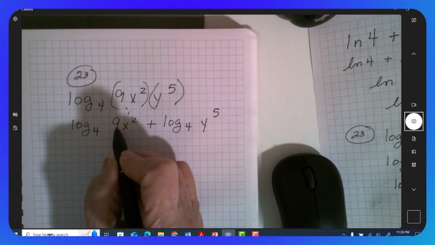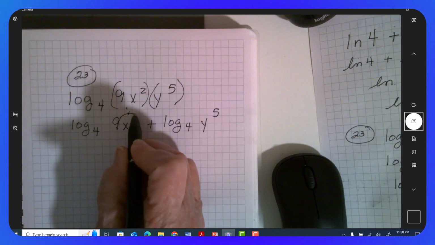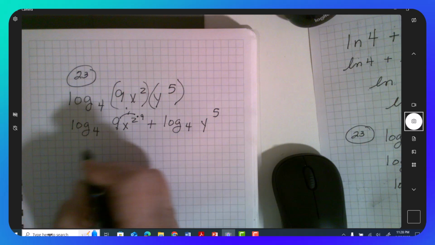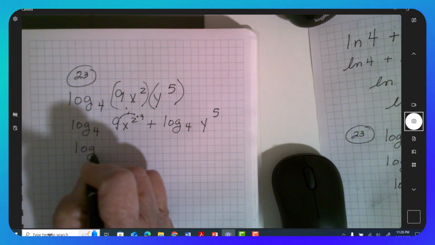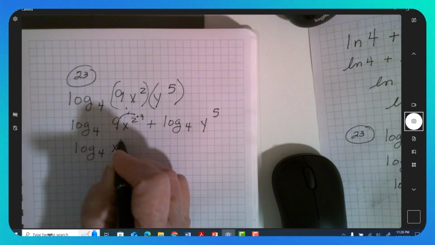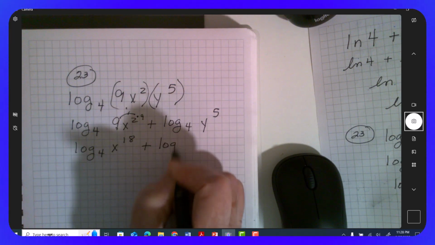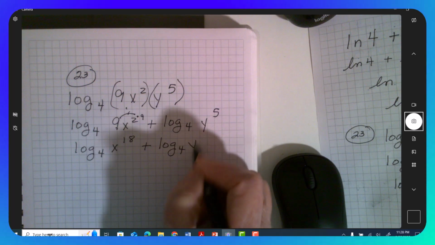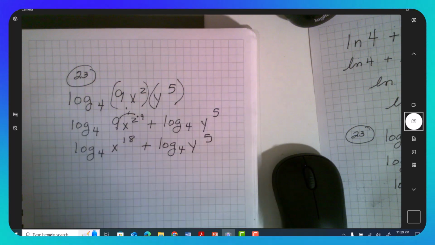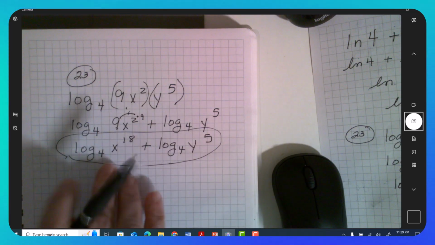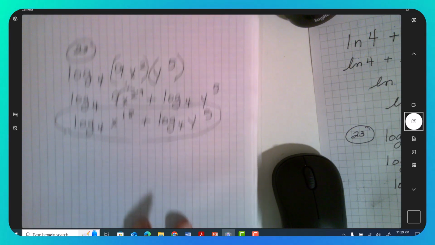Okay, now let's take that 9, bring it up here, multiply it times the exponent, which is already there, the 2. So this is log base 4 x to the 9 times 2 is 18 plus log base 4 y to the fifth. Okay, take a look at that. Make sure that you understand it. If I've made any mistakes, reach out and let me know.